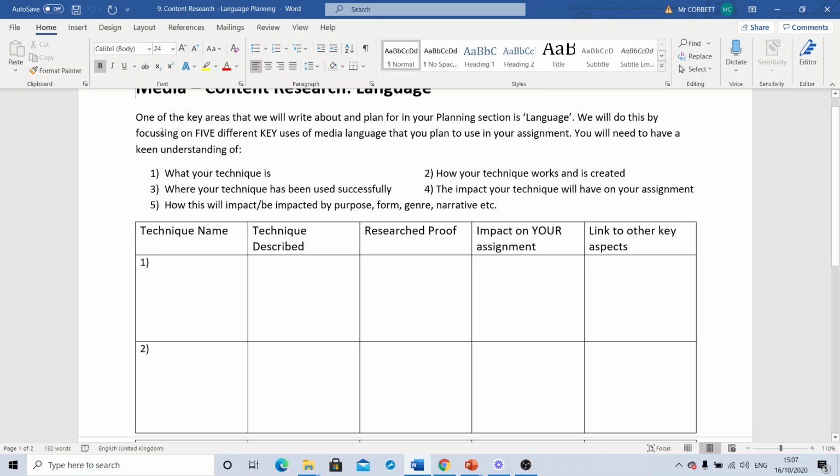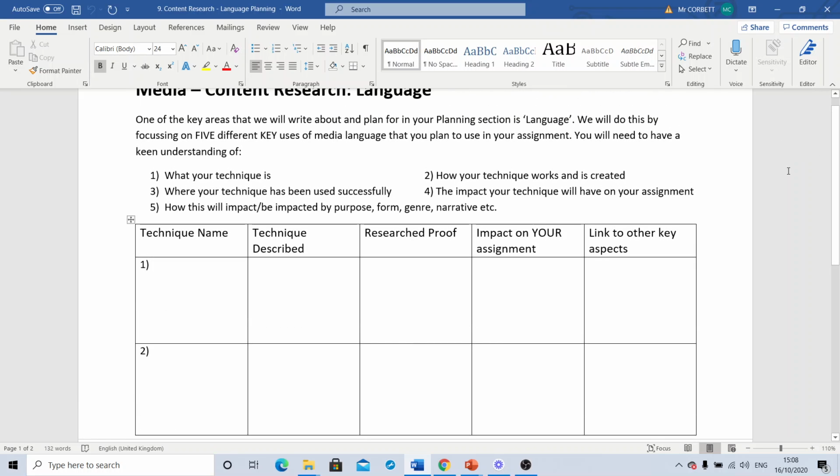One of the key areas that we will write about and plan for in your planning section is language. We'll do this by focusing on 5 different key uses of media language that you plan to use in your assignment. Now, I would strongly recommend you pick different ones. What I mean by that is do diegetic sound once, non-diegetic sound once, lighting once, costume once, prop once. That's 5. All right. You shouldn't need to go sound, lighting, props. Okay, you should have plenty that you can talk about. So you're going to pick 5 different ones, and they're going to go in your technique name. All right.